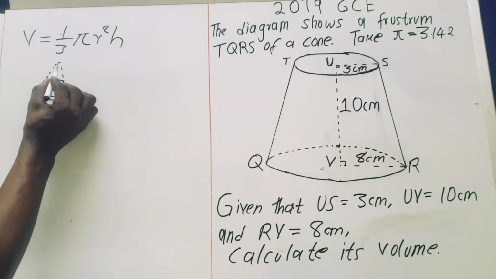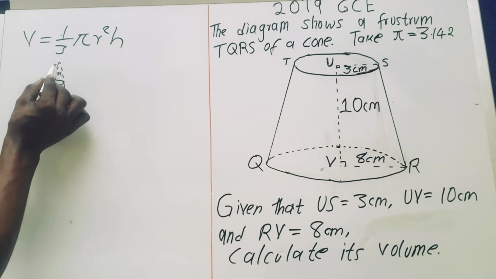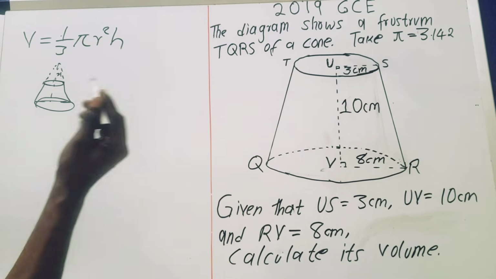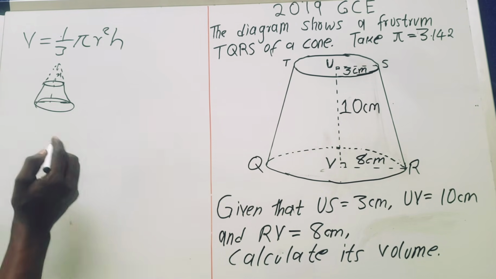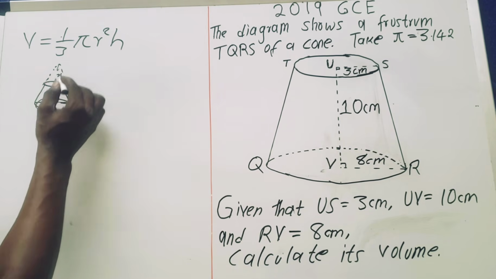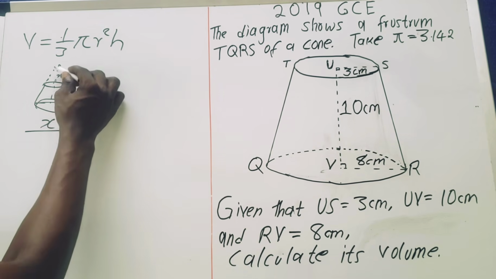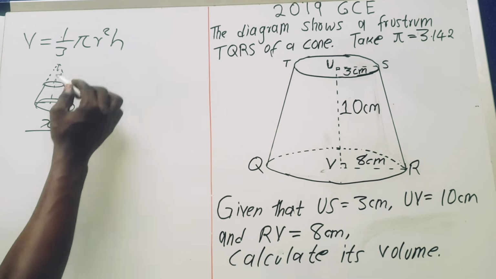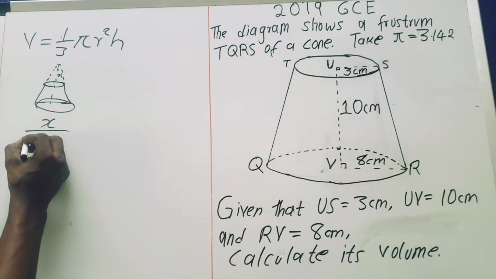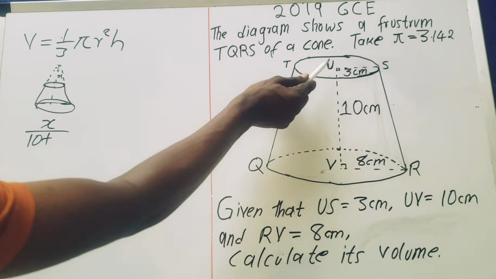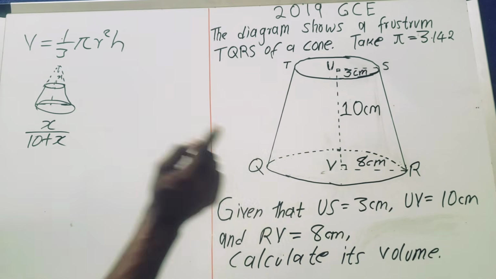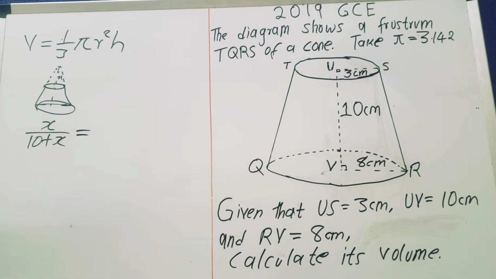So firstly, we need to find this x, which is the height of the smaller cone which was cut, for us to remain with this. We will say this height is x. So the height of the smaller cone is x over the height of the entire cone, from here to the top. From here to here, we've been given 10, plus this small height which is x. That will give us the entire height. Hope you get that one. This will be equivalent to.